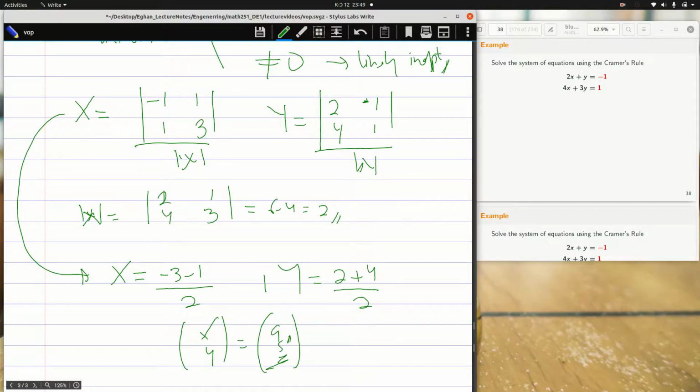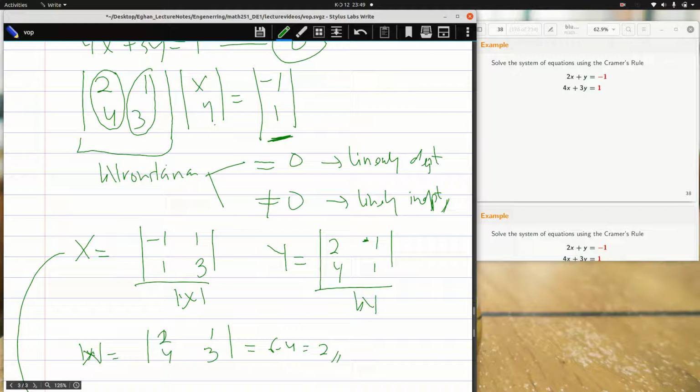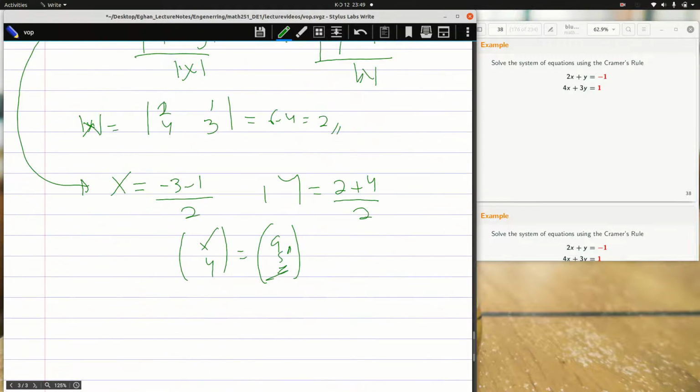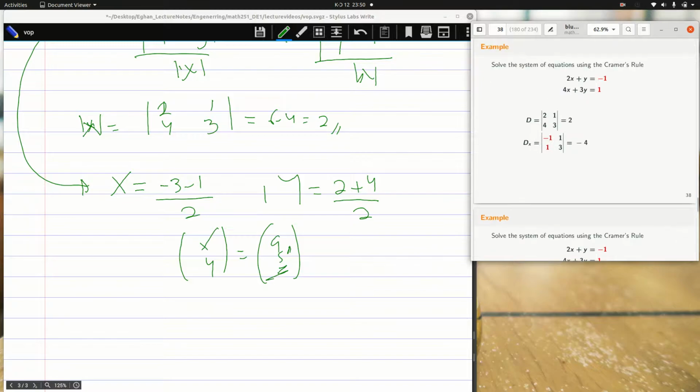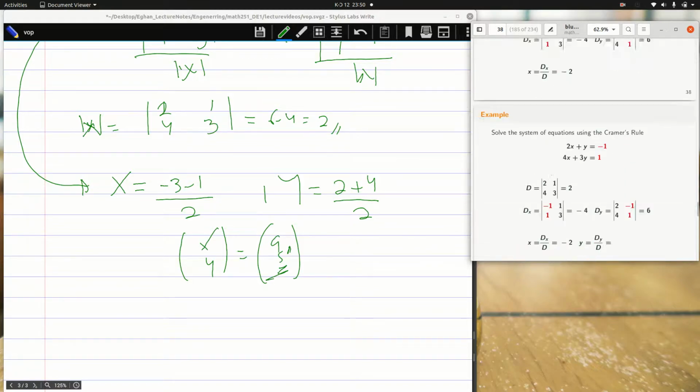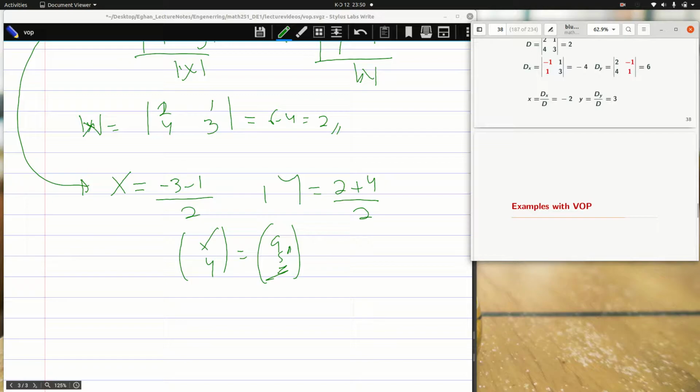Having said that, I will now take, let's say, 2 examples using VOP. And so the answers are negative 2 and 3. I hope that is correct.